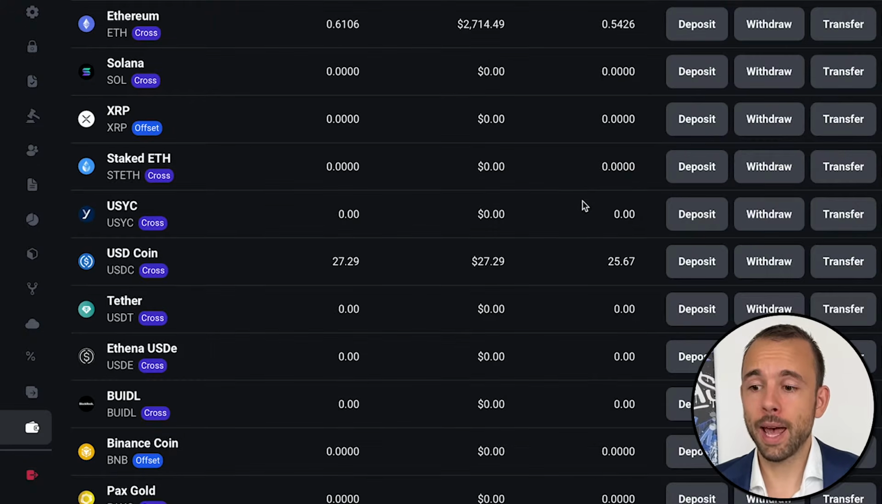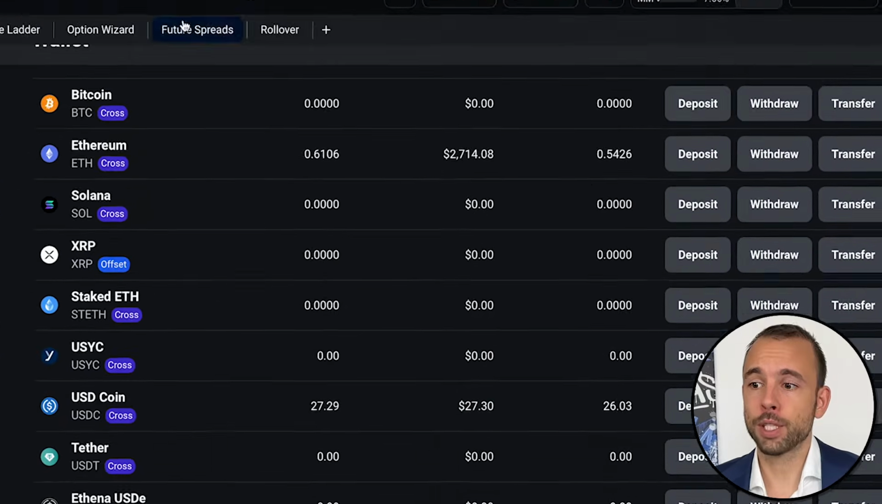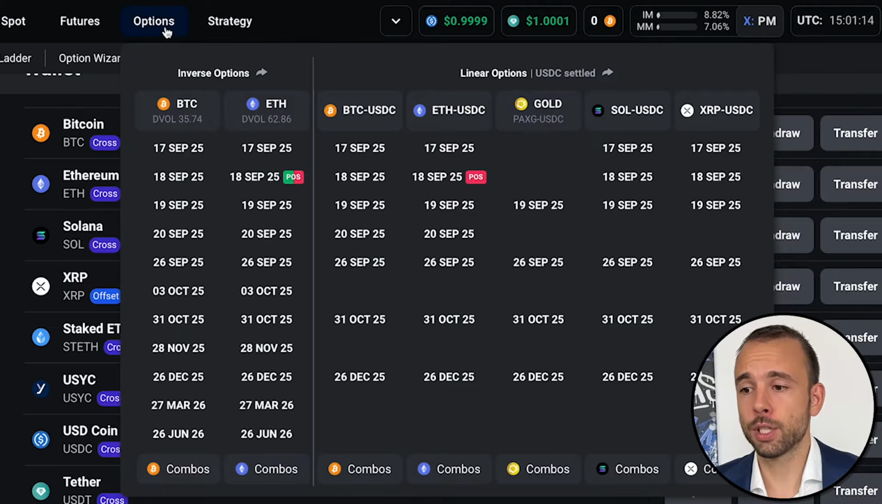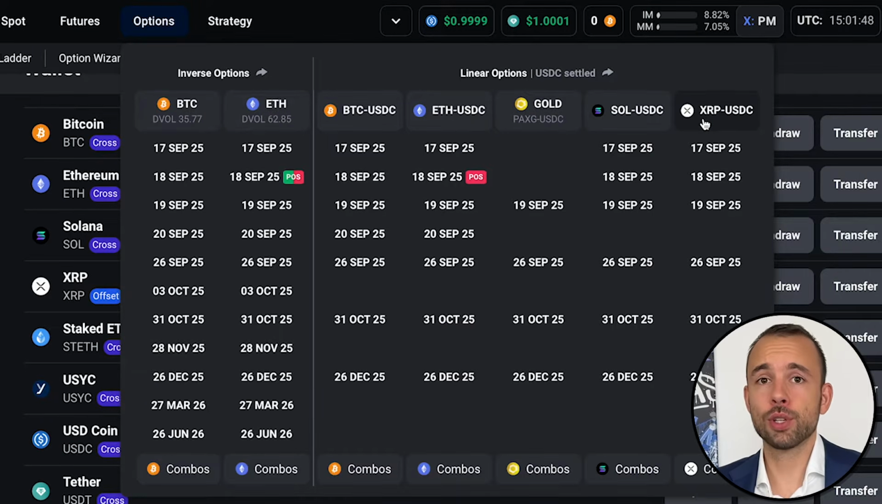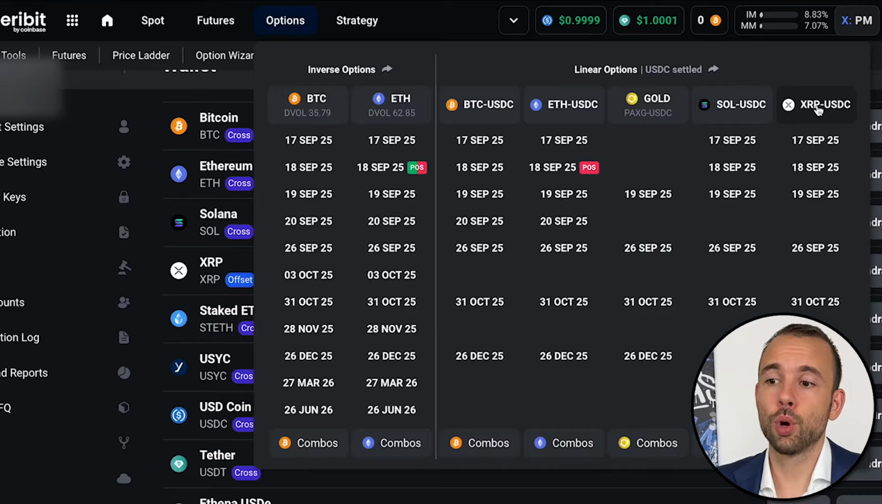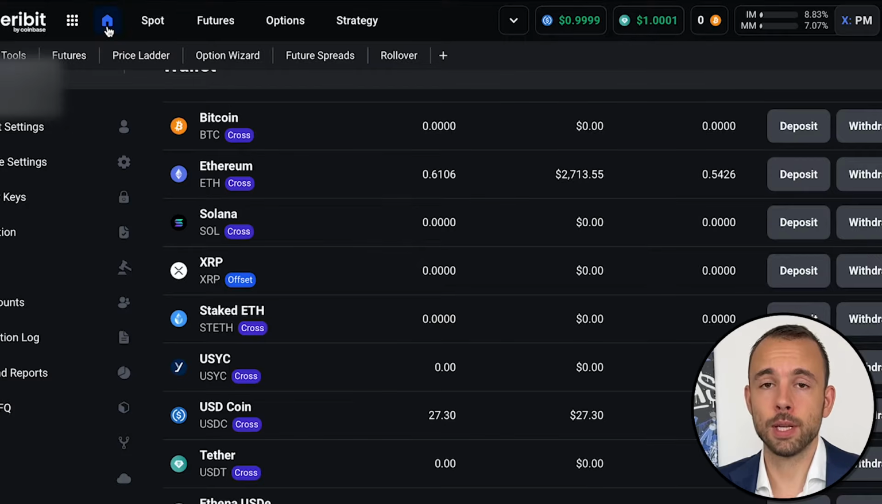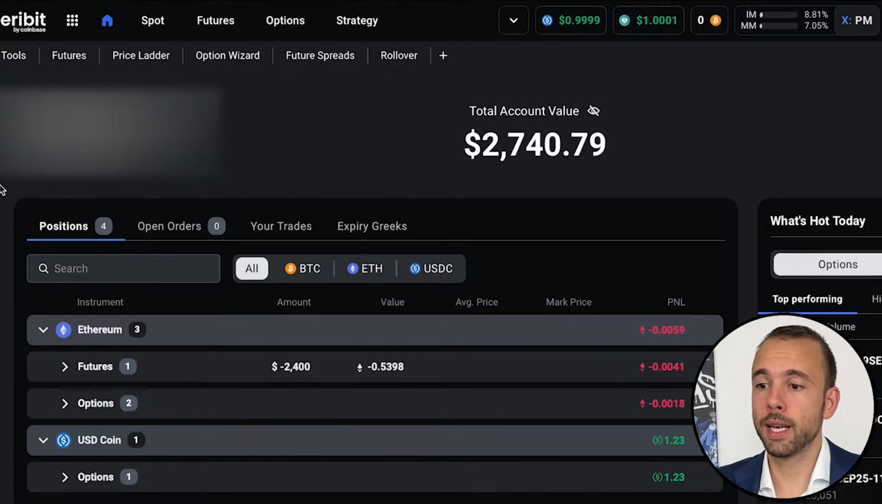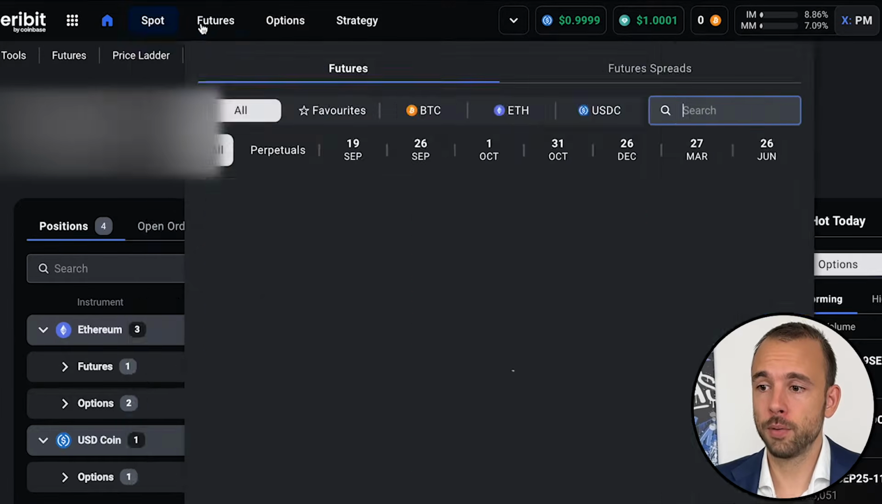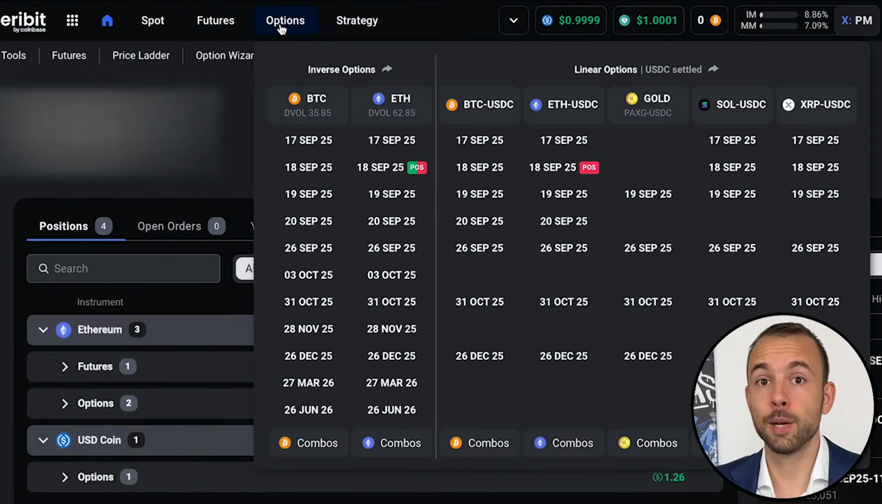Deribit doesn't have a lot of different coins, because basically Deribit is focused on Bitcoin, Ethereum, tokenized gold called PAXG, Solana and XRP options. But some other coins are available for futures trading, and we will take a look at them a bit later. To go to the main page, I have to click on this icon. And here we are at the main page once again. Now let's go through spot, futures and options trading in more detail.